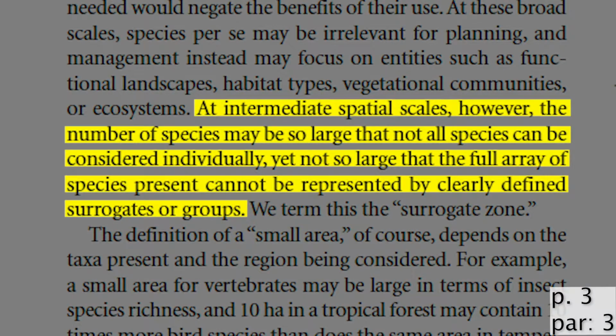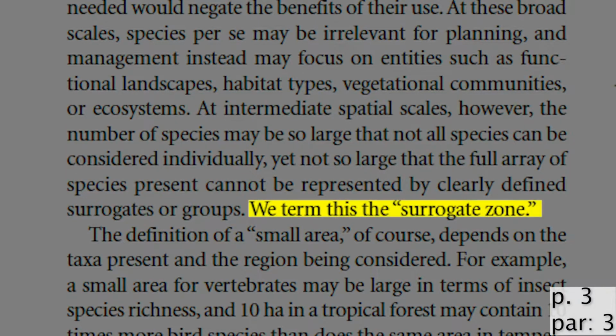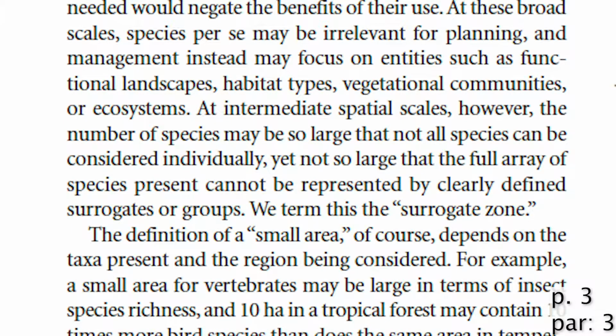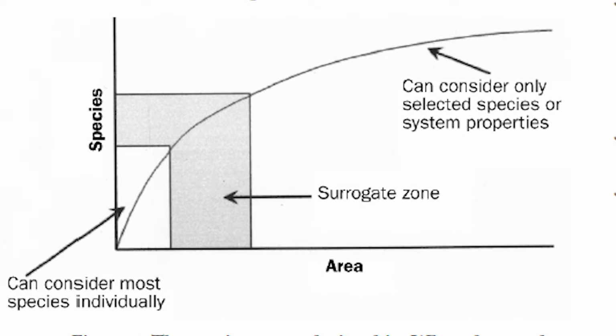This approach is best at intermediate levels, where the number of species is not so big that they cannot all be accounted for, and not so small that some necessary species are left out. This is deemed the surrogate zone. This can be seen clearly in Figure 3, where the gray area shows the Goldilocks or surrogate zone of species richness and area, where an array of species can be considered as a whole for management.